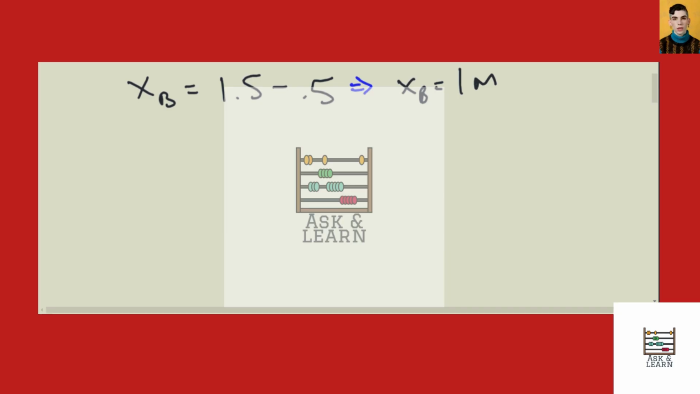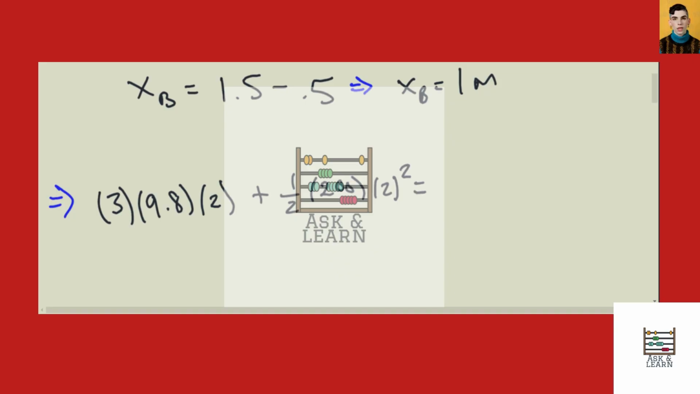So plugging in what we know, we have 3 times 9.8 times 2, the height at A is 2, plus 1/2 k, 200, times xA, which here is 2 squared, equals 1/2 times the mass 3 times the velocity VB squared, which is what we're looking for, plus 1/2 200 times xB, which is 1 squared.